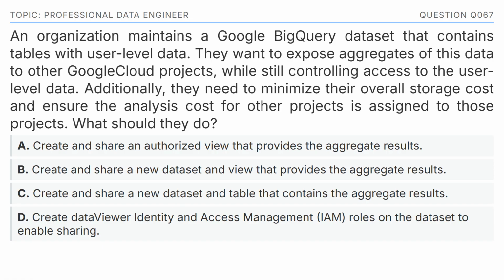The options are: Option A, create and share an authorized view that provides the aggregate results. Option B, create and share a new dataset and view that provides the aggregate results. Option C, create and share a new dataset and table that contains the aggregate results. Option D, create data viewer identity and access management (IAM) roles on the dataset to enable sharing.